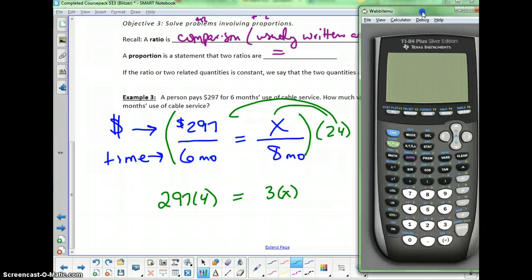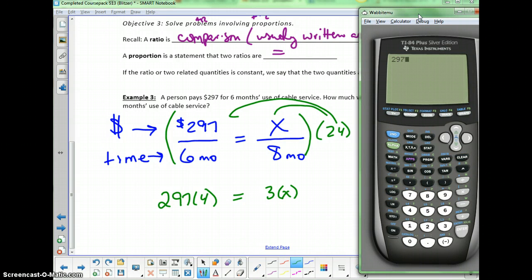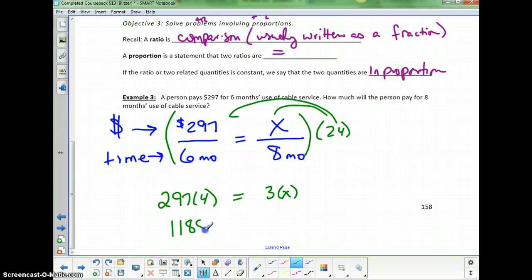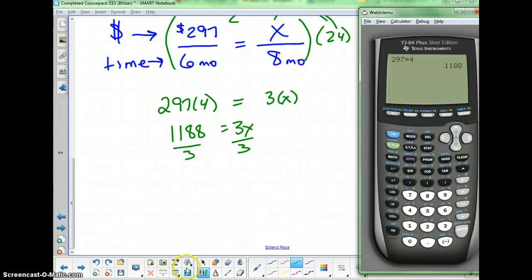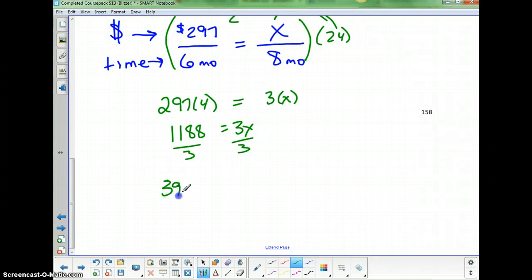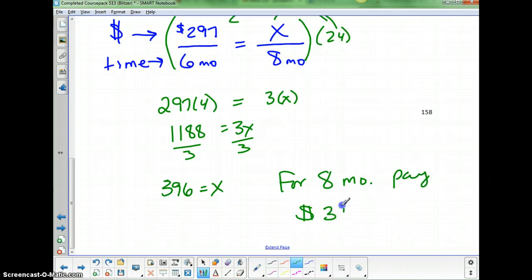Alright, the calculator is up. So 297 times 4 is 1,188 equals 3x. And if we divide both sides by 3, we get 396. Okay, so that means that for 8 months, if they're paying at the same rate, they're going to be paying $396.